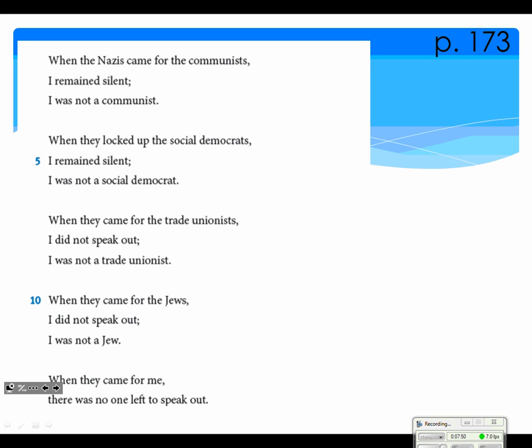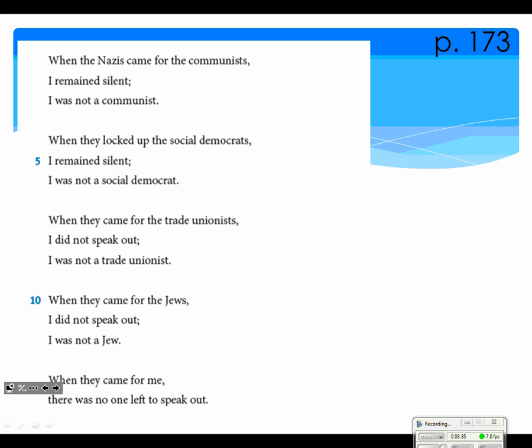When the Nazis came for the communists, I remained silent. I was not a communist. When they locked up the Social Democrats, I remained silent. I was not a Social Democrat. When they came for the trade unionists, I did not speak out. I was not a trade unionist. When they came for the Jews, I did not speak out. I was not a Jew. When they came for me, there was no one left to speak out.